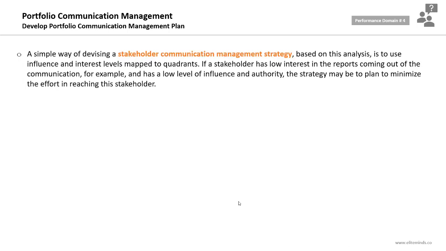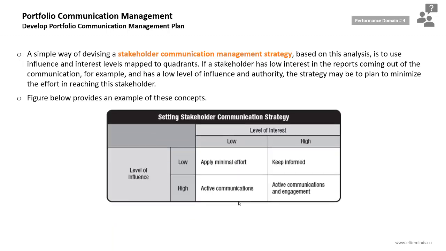A simple way of devising a stakeholder communication management strategy based on the stakeholder analysis is to use influence and interest levels mapped to a quadrant, and this strategy is very important for the exam. If a stakeholder has low interest in the reports coming out of the communication, for example, and has a low level of influence and authority, then the strategy might be to plan to minimize the effort in reaching this stakeholder. Now, the simple matrix maps the stakeholders into their level of influence and level of interest. For the level of influence, it can be low or high, and the same for the level of interest.